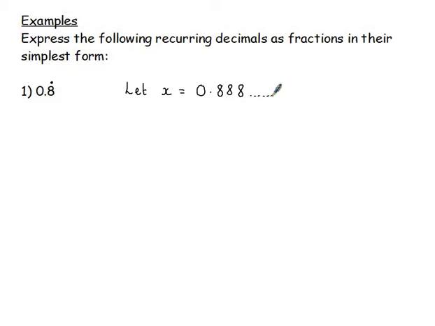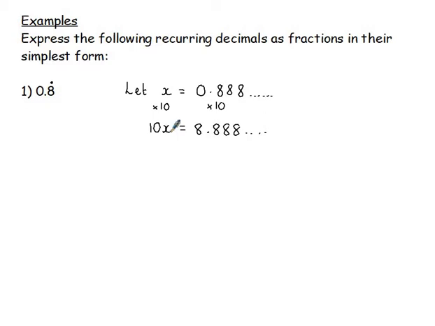Now what we need to do is multiply this decimal and the x by something to make sure that we still have the 8 recurring after the decimal point, but it changes a little bit in front of the point, so we no longer have 0. For example, if we multiply both of these by 10, this is going to give us 8.8 recurring. But it's now 10x. So 10x is going to be 8.8 recurring.